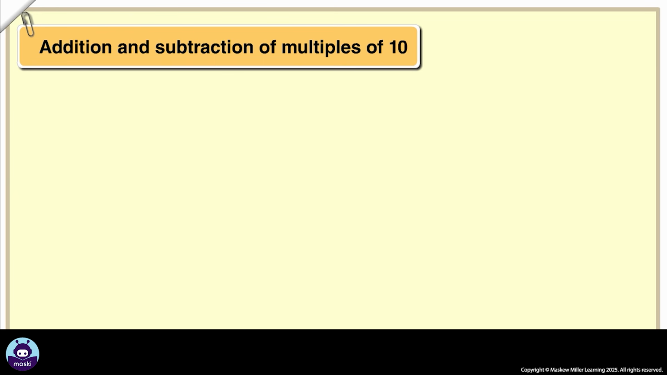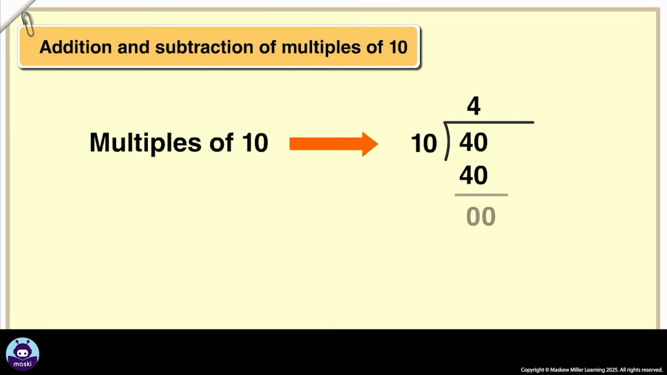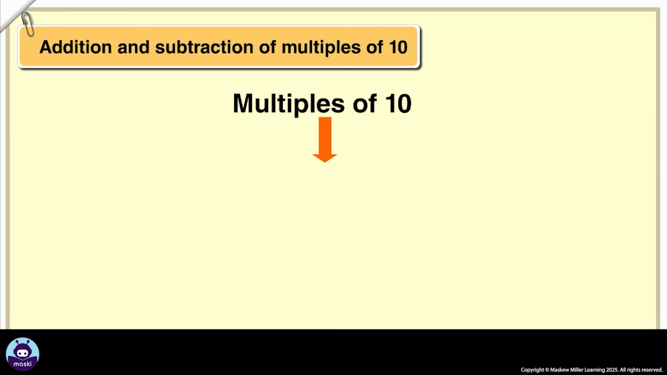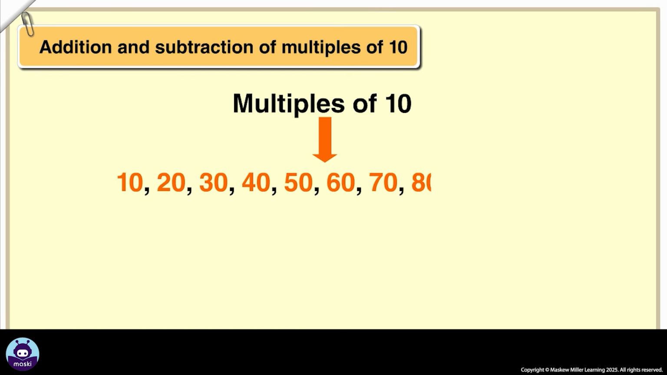Addition and subtraction of multiples of 10. Multiples of 10 are numbers that can be divided by 10 without leaving a remainder. For example, 10, 20, 30, 40, 50, 60, 70, 80, and 90 are multiples of 10. When adding multiples of 10, you first write 0, then you add the values of the tens as if you were adding units. Write the answer on the left of the 0.